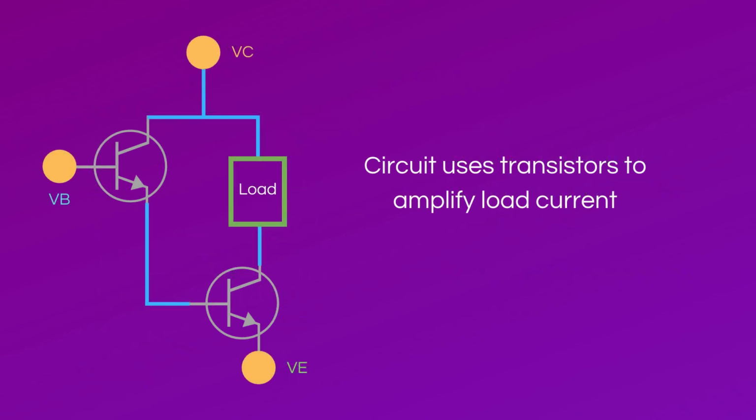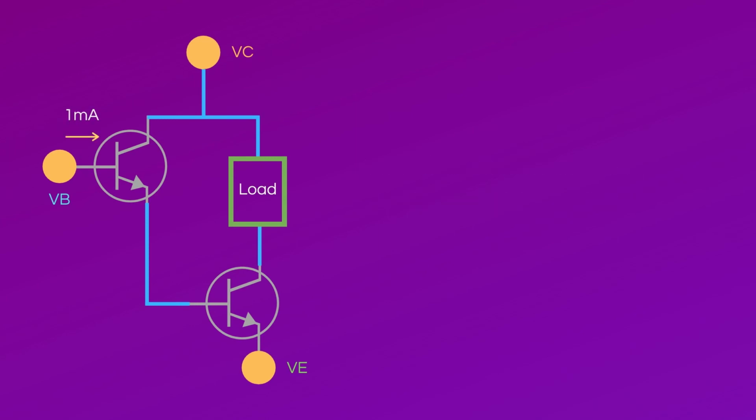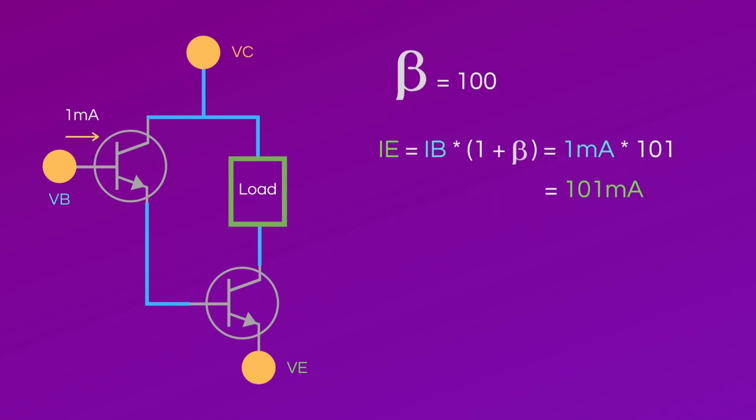The last circuit I would like to discuss is the Darlington Pair circuit. This circuit is ideal to amplify the current output. Here's how it works. An input current of 1 milliamp is inputted into the base of a first NPN transistor. Given a transistor gain of 100, the emitter current becomes 1 milliamp times (1 + 100), which equals 101 milliamps. The emitter current from the first NPN transistor becomes the base current of the second NPN transistor.